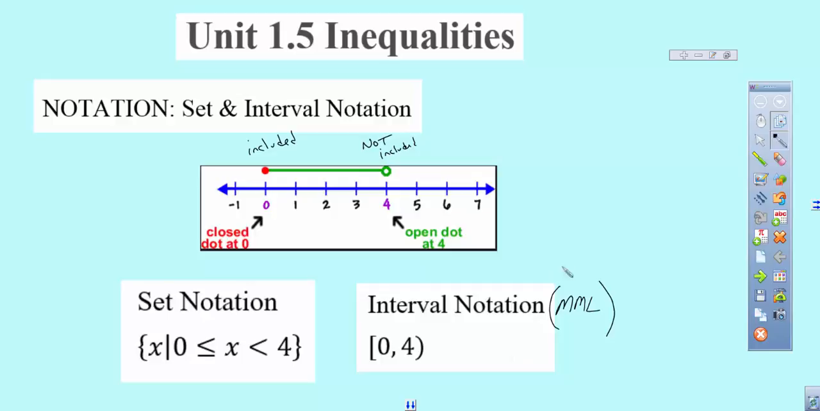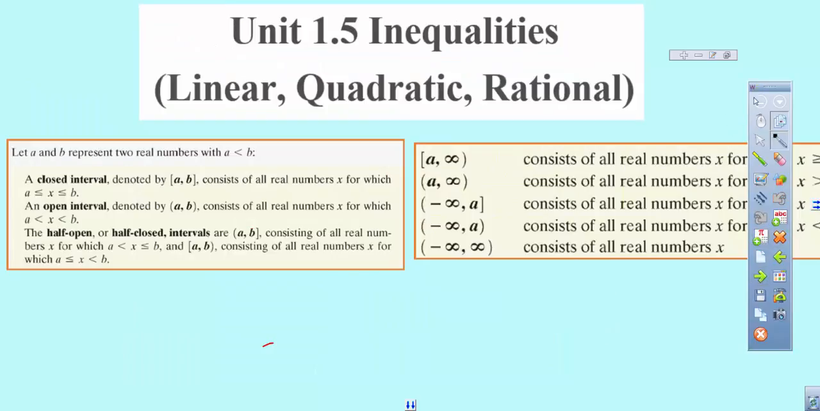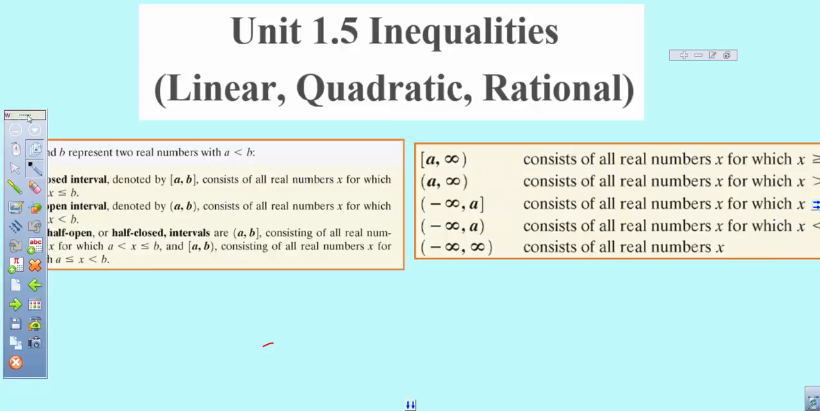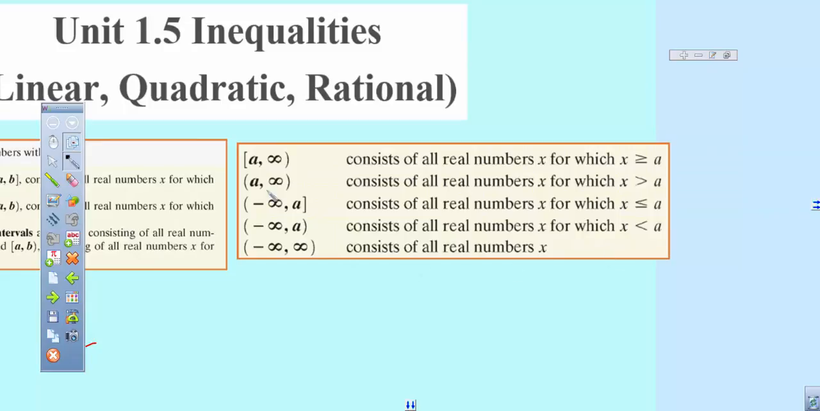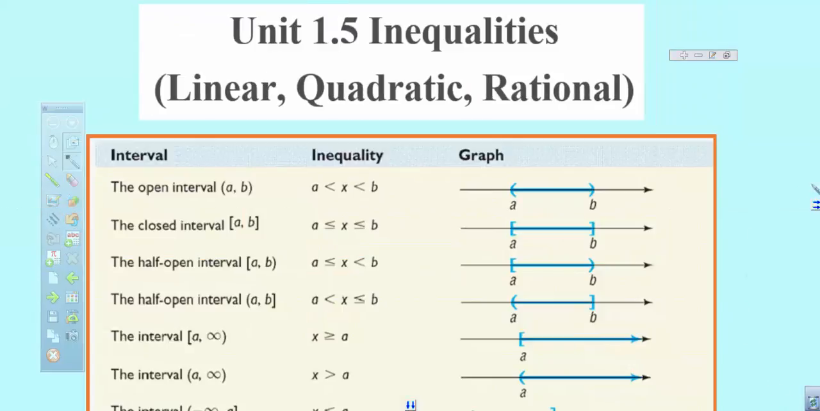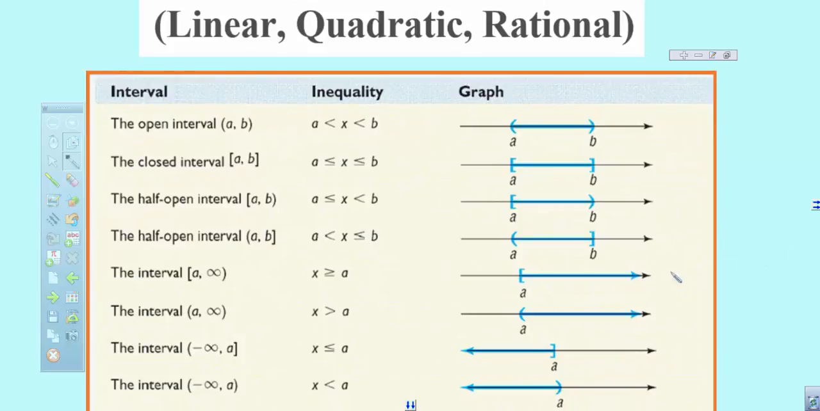And remember that those open dots and closed dots were basically the difference between a less than or equal to, greater than or equal to, and a less than or greater than. So less than or greater than would be used for an open, and a less than or equal to or a greater than or equal to would be used for a closed. So to be more specific, we've got this slide right here, and I'll slide it over so you can see it.